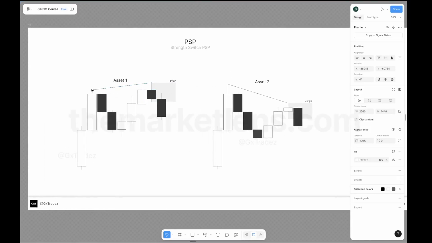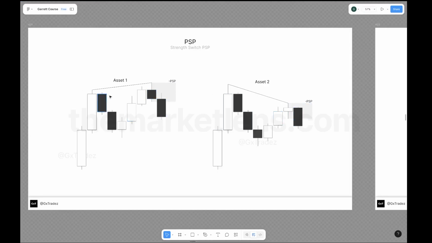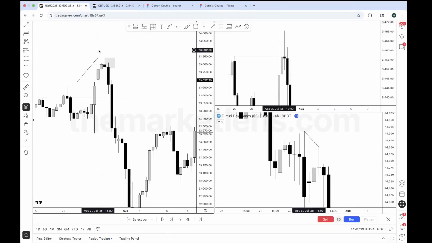So an asset that runs a high will actually close bearish when it should be the opposite way around, because the asset's stronger. It should be closing bullish, but then it closes bearish, right? So it's a PSP that's a little bit more significant, right? Because it's strength switching, right? So that's all that is. So that's what we see here, right?